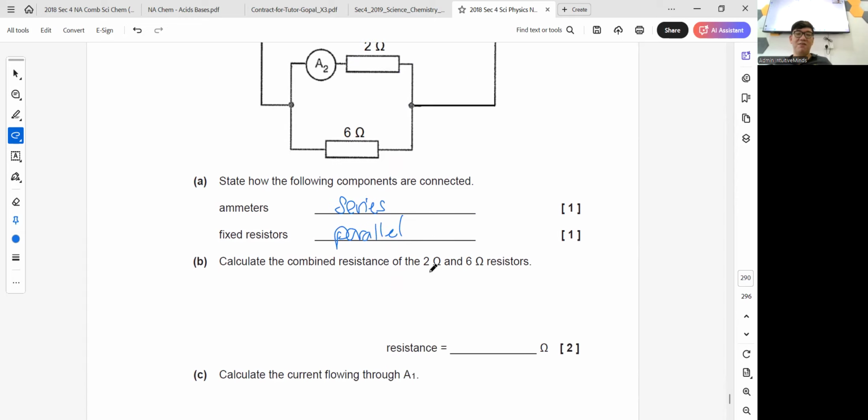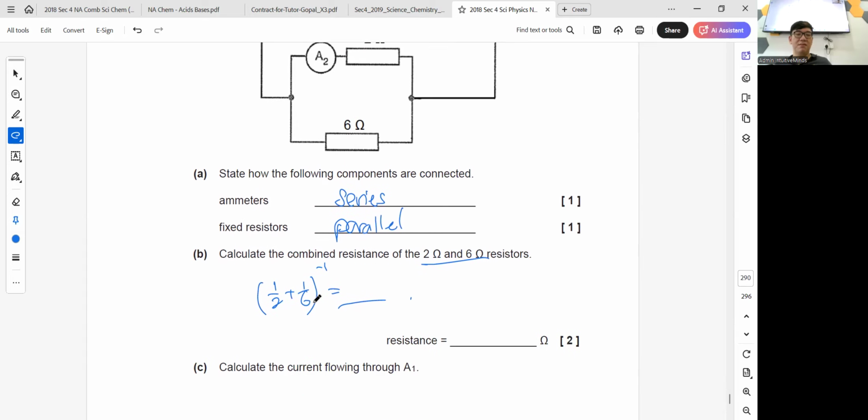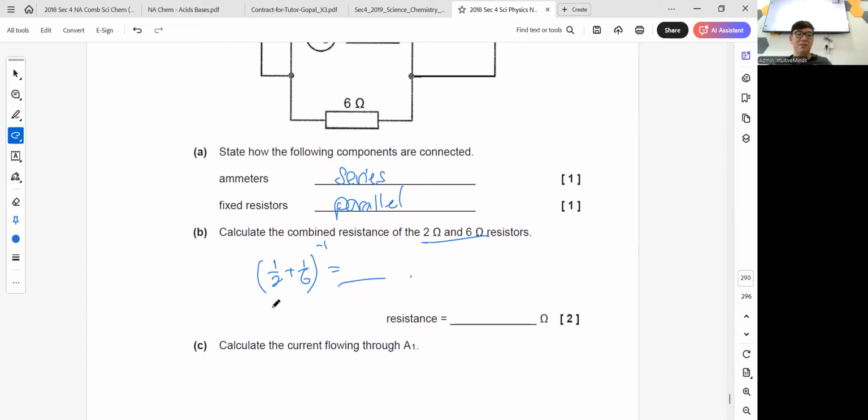Calculate the combined resistance. What formula do we use for that? This one, your favorite one: 1/2 plus 1/6, to the power of minus 1. You like to do this, right? I don't understand the part after you flip it. You add it together, then you flip it around. You add everything together, you just flip.